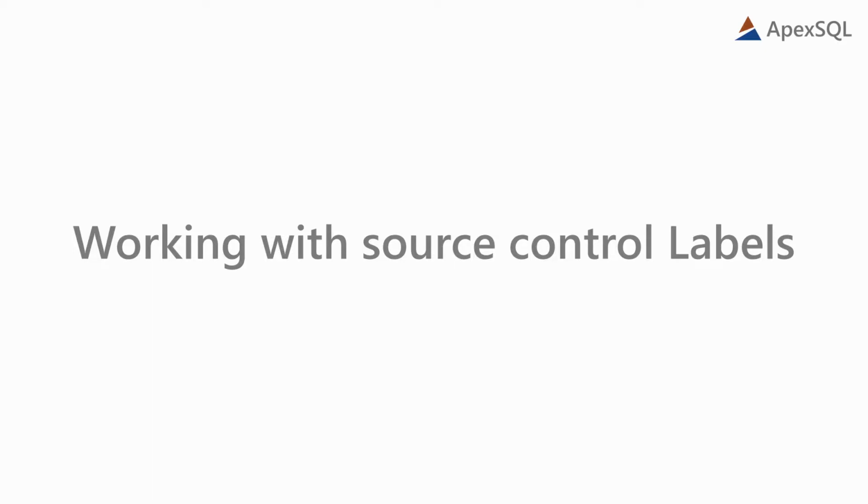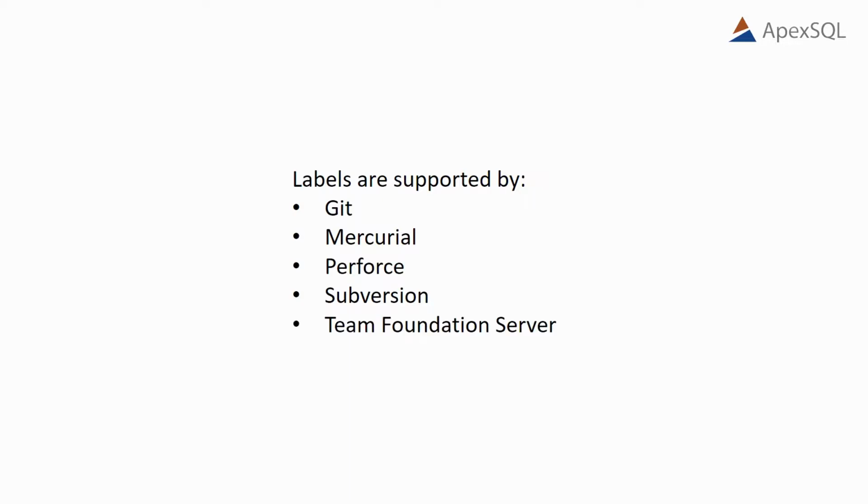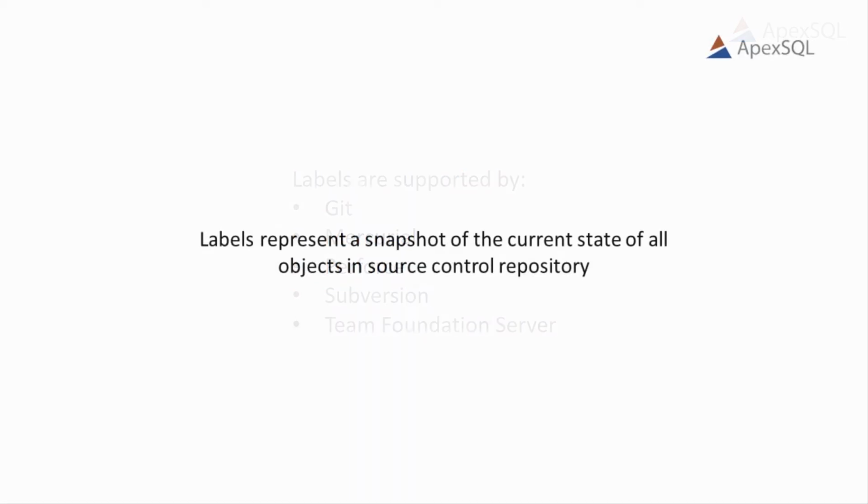Hello, and welcome to this video presentation, in which we will explain how to work with labels in ApexSQL Source Control. Labels are a source control feature supported by Git, Mercurial, Perforce, Subversion, and Team Foundation Server, which represent a snapshot of the current state of all objects in the Source Control repository.